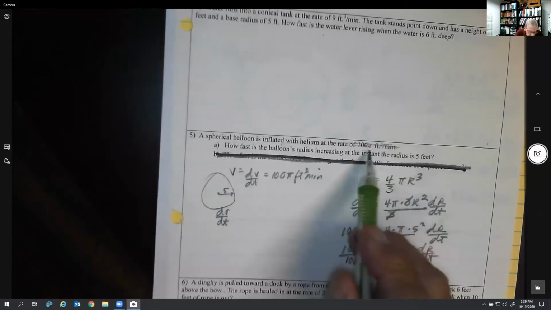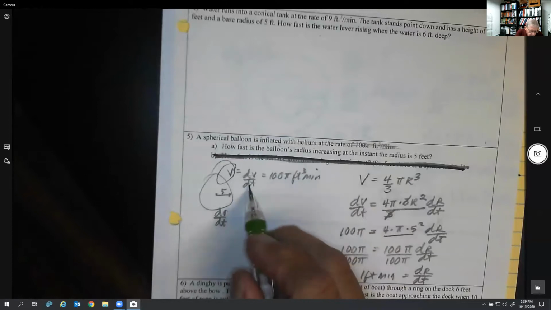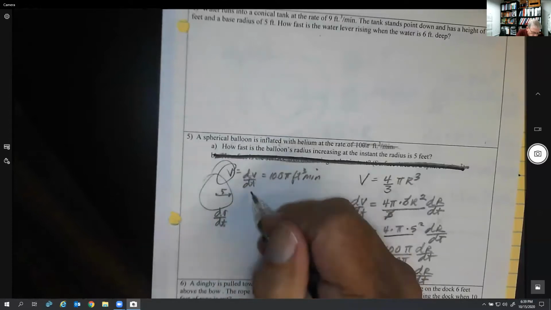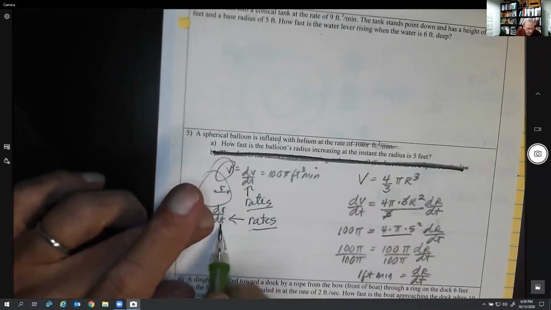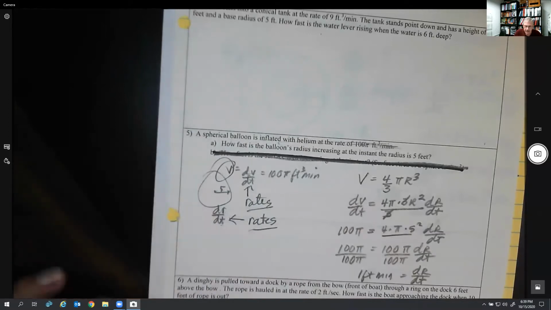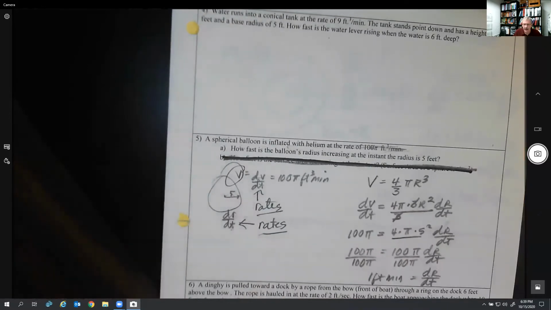If the helium is in the balloon, the volume is increasing at this rate. We don't actually know the volume, but we know the rate at which it's increasing. So dV over dt, these indicate rates, instantaneous rates. So we found out that the first derivative could be the slope. It also can be the instantaneous rate at which something's happening. So I hope you enjoyed this little video, and it should help you a little bit on the quiz.